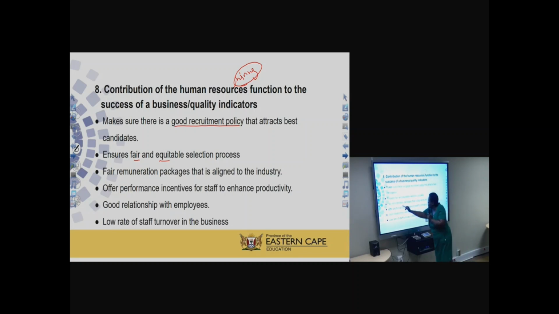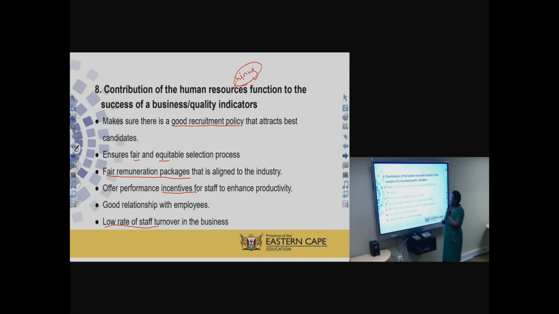Then fair remuneration packages is the one that will keep your employees. Also, you offer performance incentives for the staff so that you enhance productivity. And there should be a good relationship between the employees and also with the employers. When your staff are satisfied with remuneration, with the terms in the business, with whatever is happening, and you are giving them incentives, it means there will be a low rate of staff turnover. Staff turnover rate means when they go and leave.